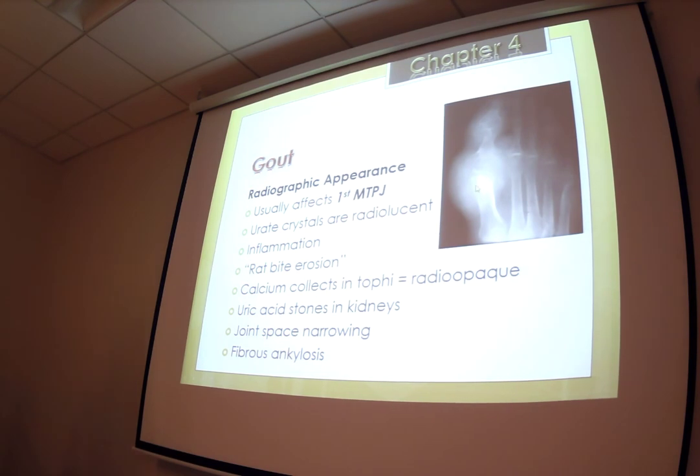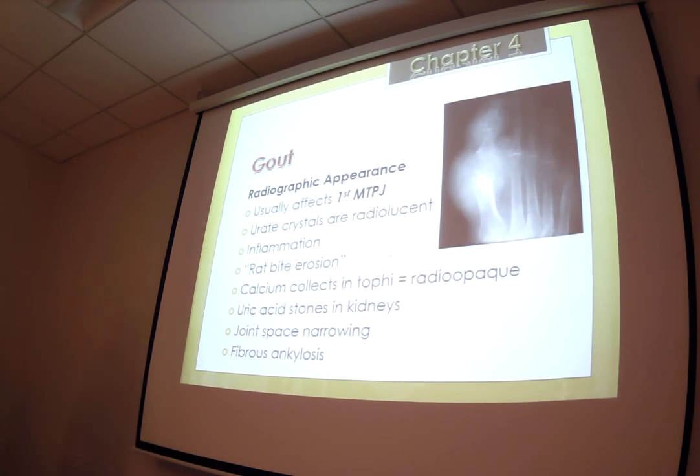So radiographically, it's usually going to affect the first metatarsophalangeal joint first. The urate crystals are radiolucent. You can start seeing something here on CT or even MR. You're not really going to see them on X-ray at all. So you're going to see a lot of inflammation throughout the area. You can see all the soft tissue swelling. You're going to have what we term rat bite erosions. You can see it right here. They term it that way so it looks like a rat just took a bite right out of the bone.